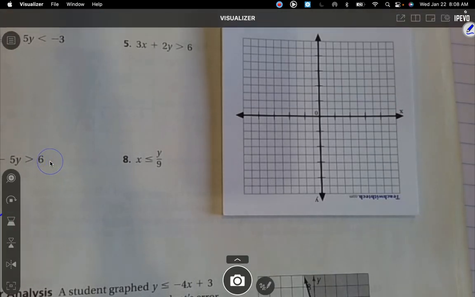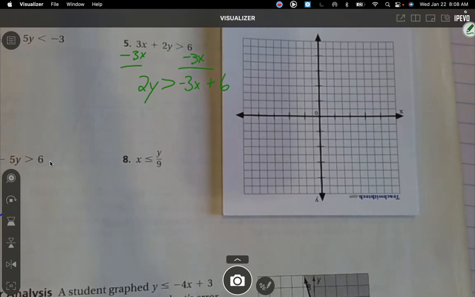Okay, so to solve for y, I need to move my 3x. So I would subtract 3x. So I have 2y is greater than, and I have -3x plus 6. Is everybody okay with that? I just moved my 3x to the other side. It became negative. Okay, then what do I do to solve for y?